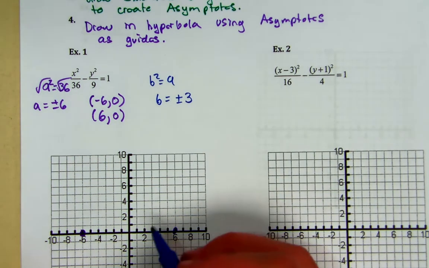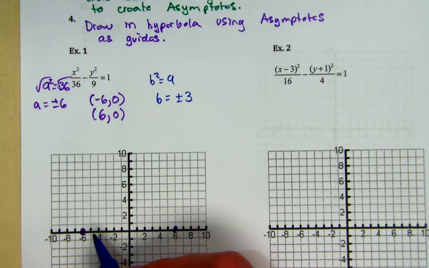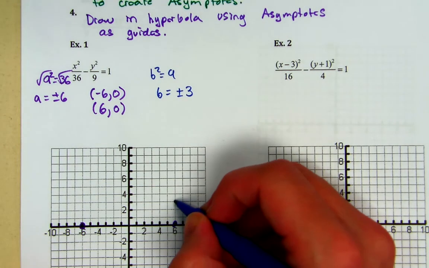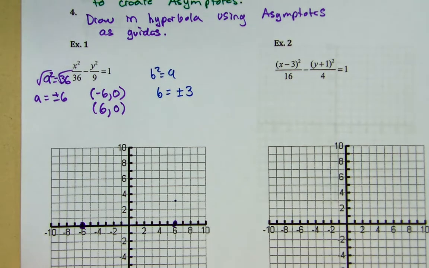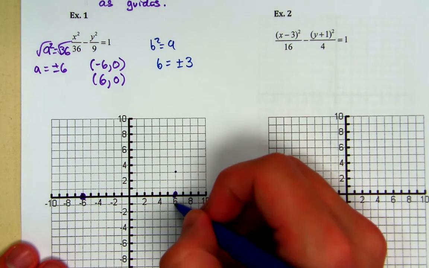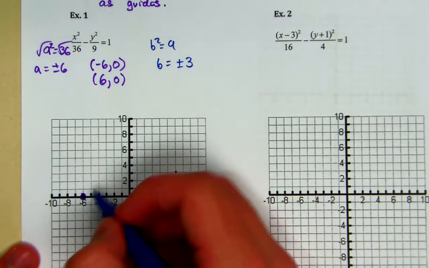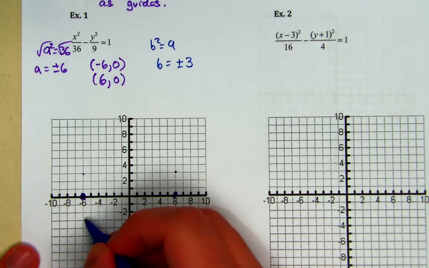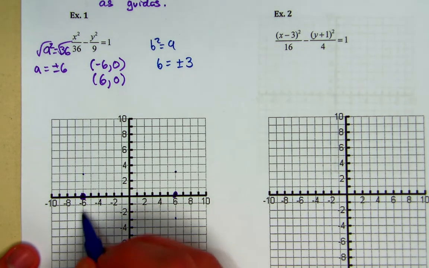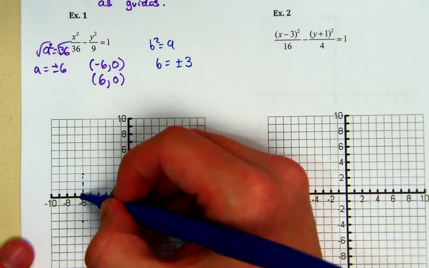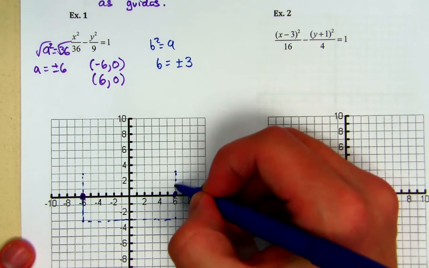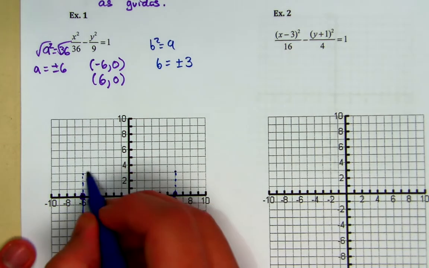So from these 2 points, you're going to go up 3: 1, 2, 3. Plot kind of a small point, it's not actually a point on the grid. Then go down 3, and same thing with the other point over there, up 3, down 3. And here's where you make your fundamental rectangle. Connect your points straight down, straight across, straight down, and straight across.